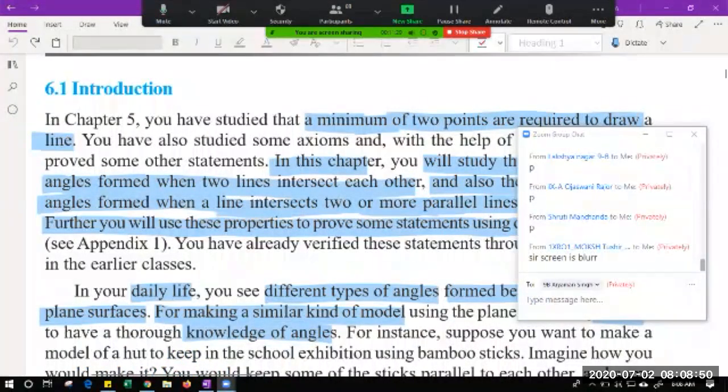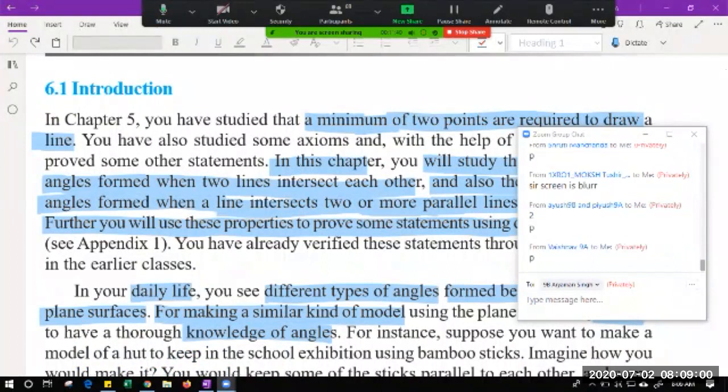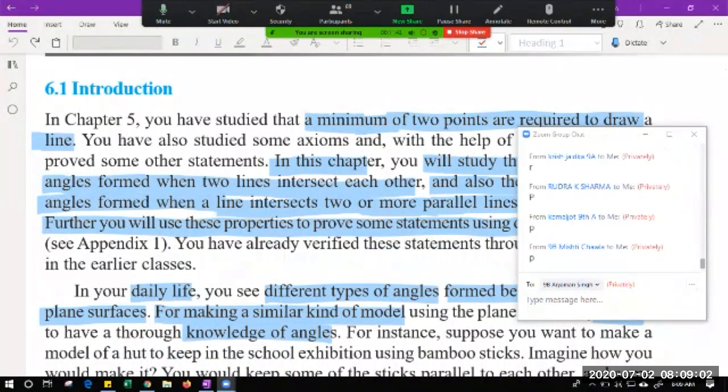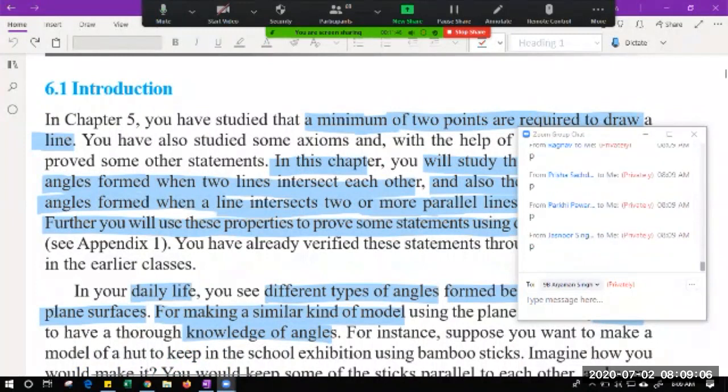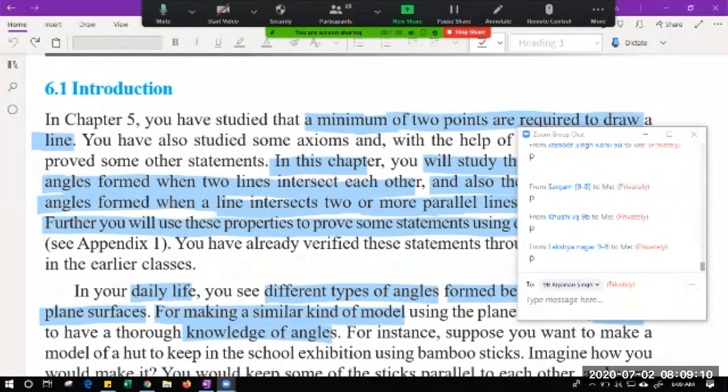But sir, the screen is blurred. Still, I guess the screen is okay now. All of you, please mention P or R. Yes, it is okay now. Moksh, good. Now see. Okay, I got it. Leave it now, beta. Khushi, Lakshay, all of you are typing P.